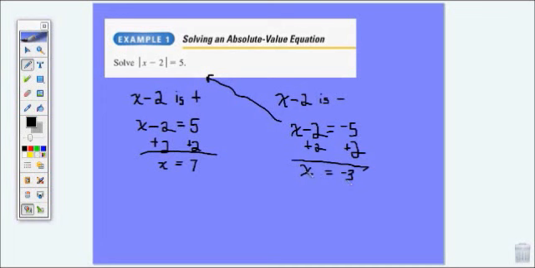So the equation has two answers. The two solutions would be that x is equal to 7 and -3. Two answers due to that absolute value symbol.